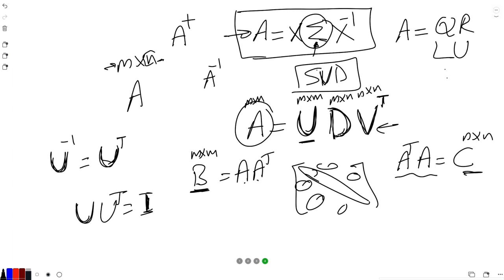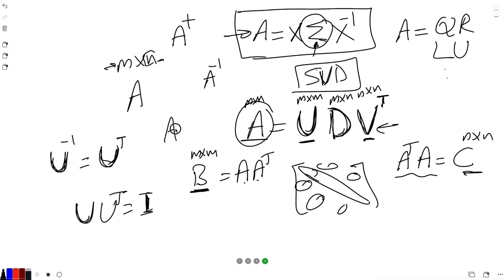Yeah, so this U is sometimes also called, because it is on the left side, the left singular vectors of the matrix A, and this V is sometimes called the right singular vectors of the matrix A. And as I said, these singular values are the square roots of the eigenvalues of the matrix A times A transpose. Okay, and the number of non-zero singular values represents the rank of the matrix A.